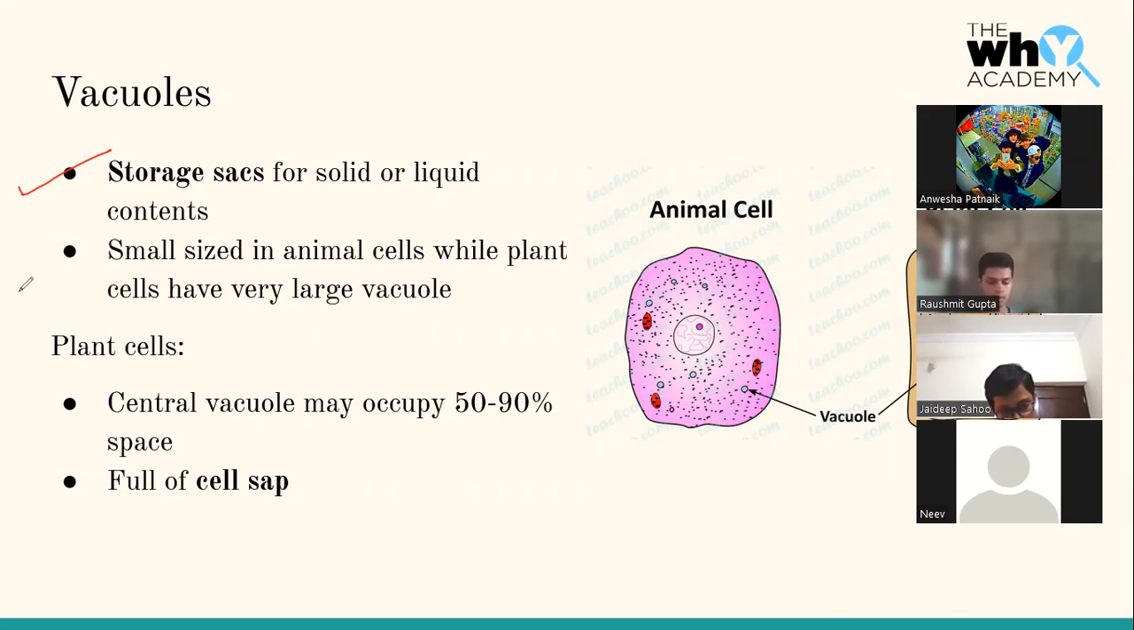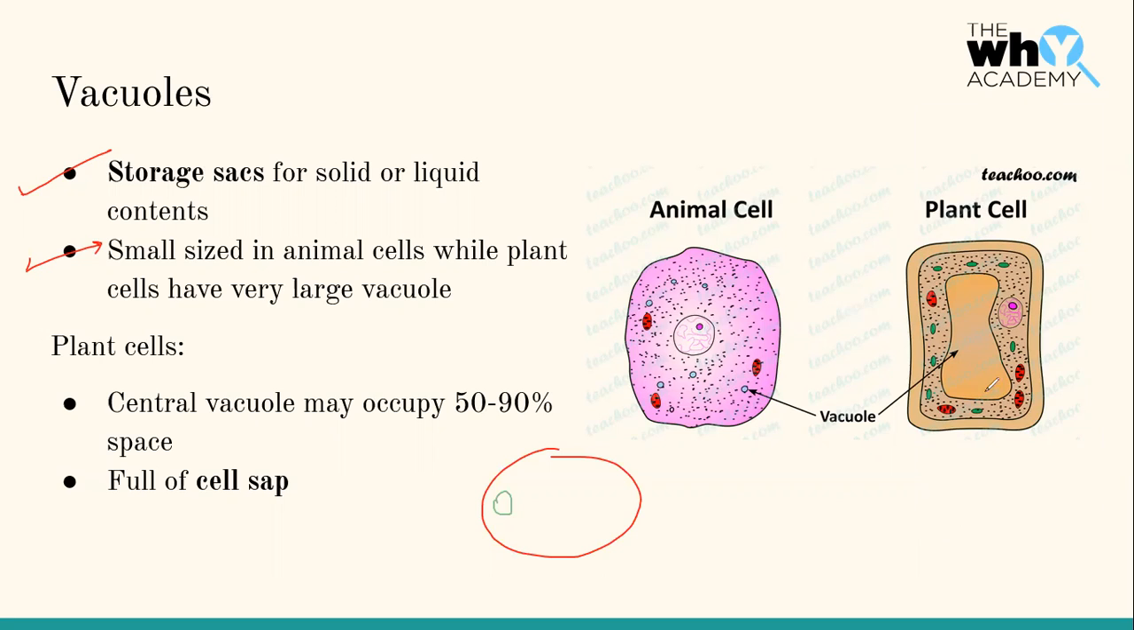Okay, and the main difference between the vacuole in a plant cell and the vacuole in an animal cell is this: an animal cell will have a smaller vacuole. So if this is your animal cell, the vacuole will be something like this, small, right? Whereas in a plant cell, they've shown it to you here, that it will occupy at least 50 to 90% of the space in plant cells.